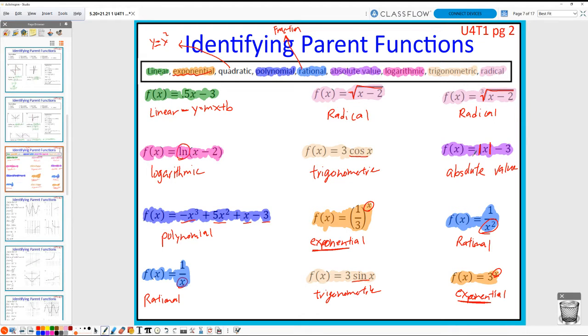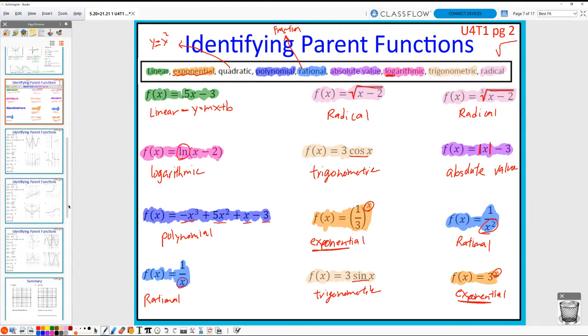Absolute value, we're looking for the bars. Logarithmic, we're looking for the word log or natural log. Trigonometric, that's sine, cosine, tangent. Radical, we're looking for the radical. And finally, polynomial is whatever's left over. But generally speaking, it's x to some power. So linear, quadratic, cubic all kind of fall into the polynomials.